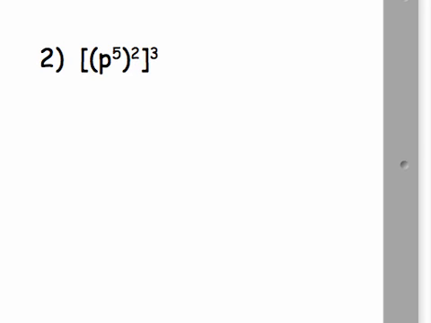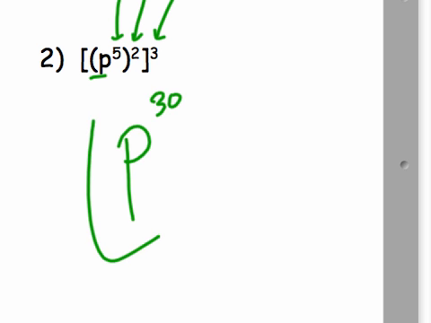Same thing with our next example. All I did was use a variable instead of a number. Same type of thing though. I would take 5 times 2, which is 10, and take that times 3 to give us 30. So it would be p to the 30th power. So power to a power, they simply get multiplied.